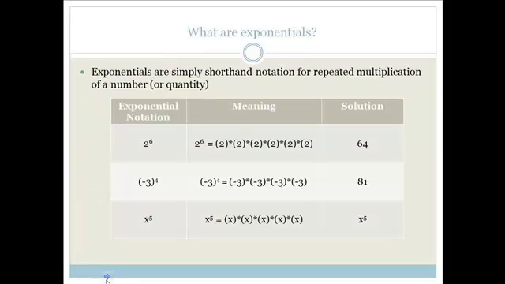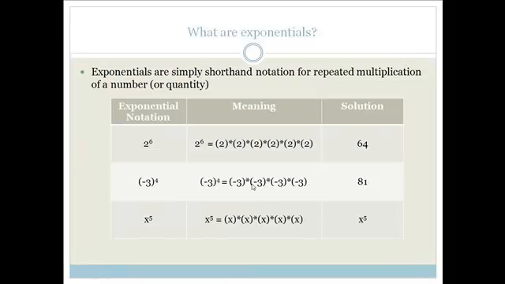Exponentials are simply shorthand notation for repeated multiplication of a number or a quantity in the case that you're working in algebra. We'll stick basically just with repeated multiplication of numbers in this presentation, but know that this concept extends over into algebra as well when you're working with a general quantity like x. So, as I said a moment ago, exponentials are simply shorthand notation for repeated multiplication.